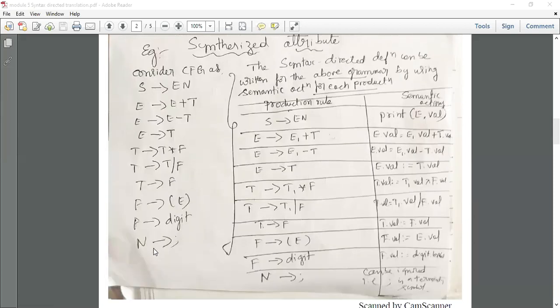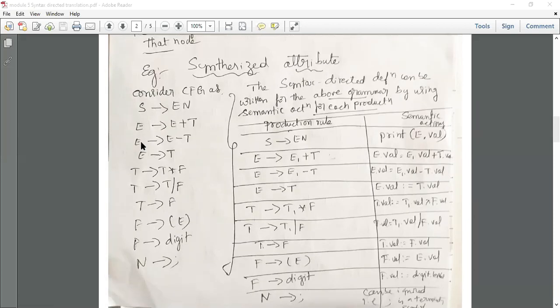We'll take one example of a synthesized attribute. They have given so many examples here. S tends to E N, E tends to E plus T, minus T, T star F, division T by F, and F. These are all context-free grammar productions they have given, and already you know about all these productions.